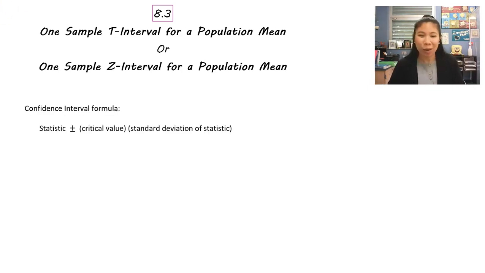Just as a quick reminder, our confidence interval formula is where you have the statistic plus or minus the critical value times the standard deviation of the statistic. Here, because we're going to be trying to estimate a population mean using a confidence interval, our statistic is going to be the sample mean. So in symbols, it would look like this. We have x bar, because remember x bar, we use that to stand for our sample mean.